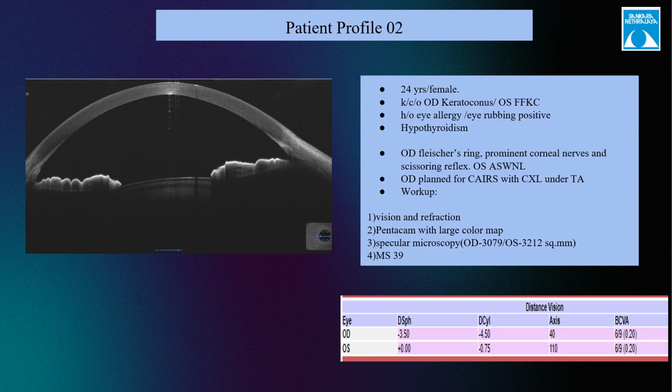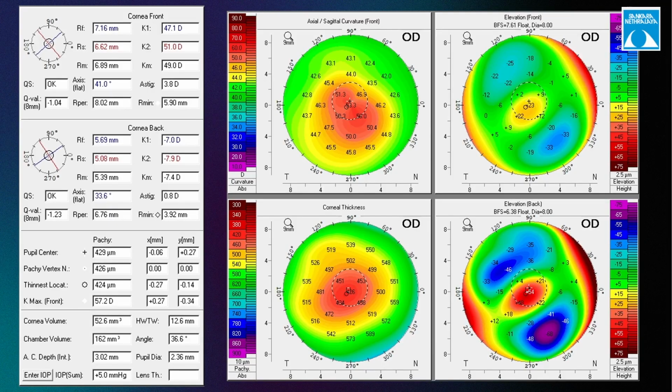The workup was done, same as for the previous patient. Over here, you can note the vision. Preoperatively, the patient had a minus 3.5 sphere, minus 4.5 cylinder at 40-degree axis, and a best corrected visual acuity of 6/9. Now let us go in a more detailed manner than the first patient. In the right eye axial sagittal curvature map, K1 was 47.1 diopters, K2 was 51. The thinnest pachymetry was 424 and the Q value was minus 1.04.